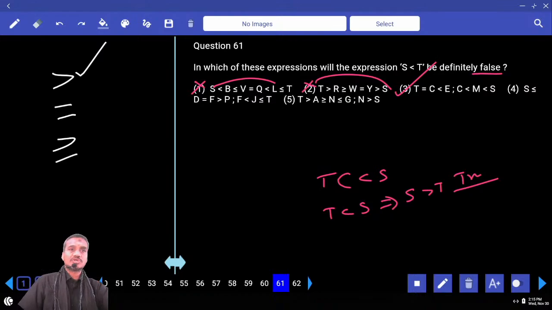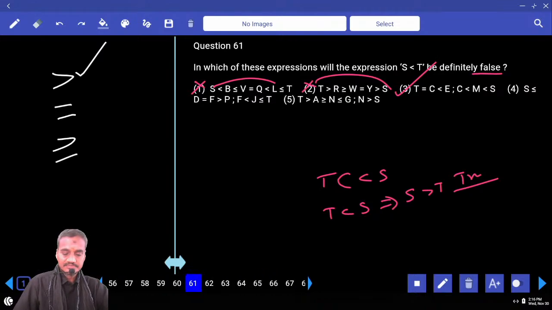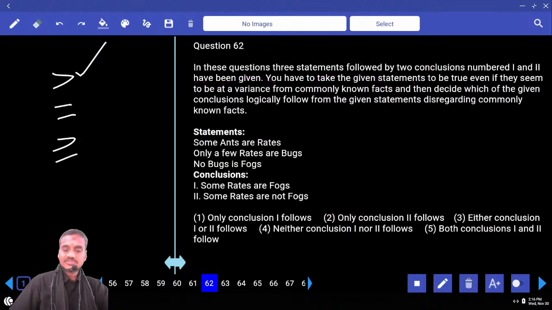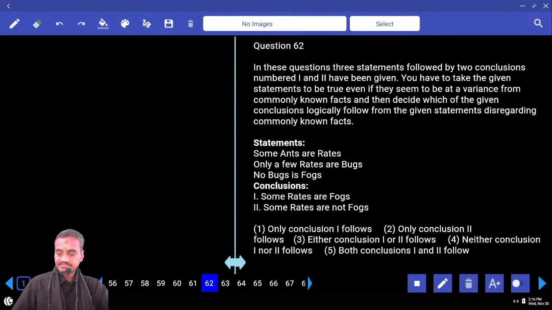And so what is your answer? Choice 3, question number 61. Then 62 onwards, syllogisms. Syllogisms, first or the second priority? First priority. How many questions were given under this one? There are some 5 questions given under this.